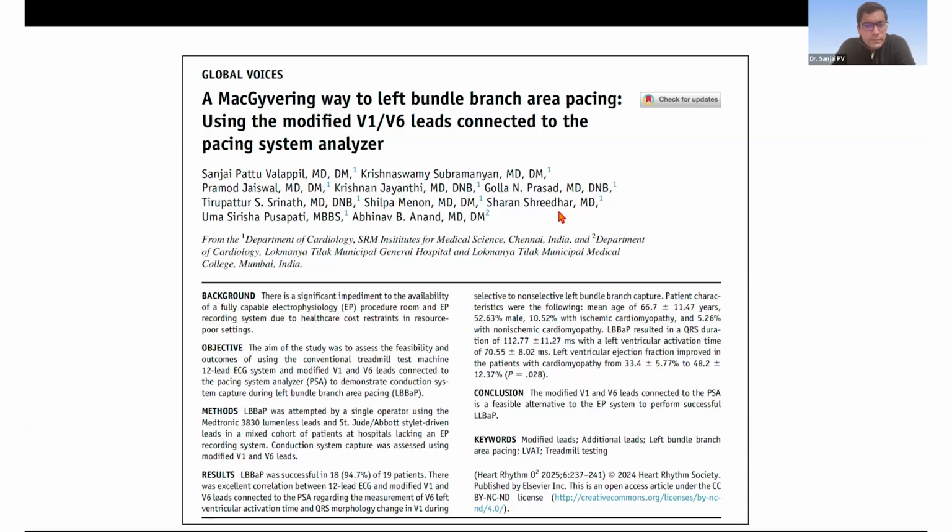How this came about was that when we tried to do conduction system pacing in peripheral centers without an EP system, we used the ECG leads from the treadmill machine, because there were basically crocodile clips which were connected across the chest leads and the ECG leads from the pacing system analyzer. And in combination, we were able to give the patient the benefit of conduction system pacing.